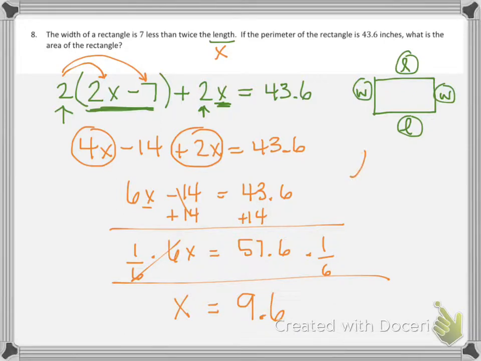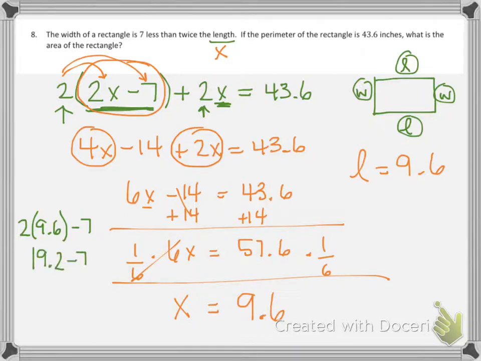So we can say the length equals 9.6, and then the width would be, the width was this, 2x minus 7. So let me go over here. Let me use another color so we can distinguish it here. 2x minus 7, well, I know that x is 9.6, so it's 2 times 9.6 and then minus 7. So 2 times 9.6 would be 19.2, and then subtract 7 would be 12.2. So I know the width equals 12.2.